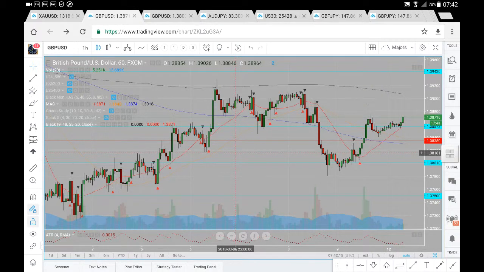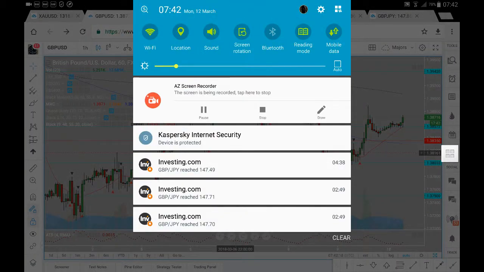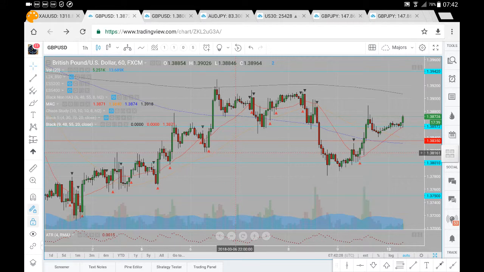So this is the pound dollar analysis for Monday, the 12th of March. Now let's have a look at where prices may likely go.